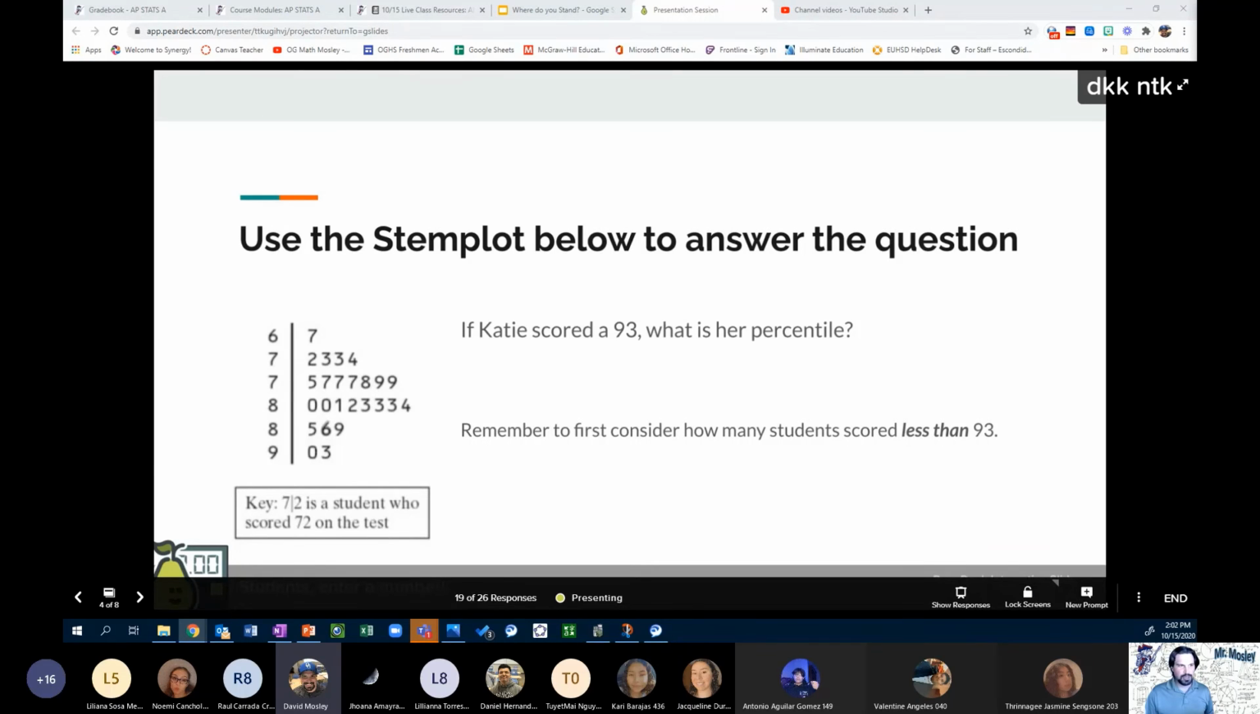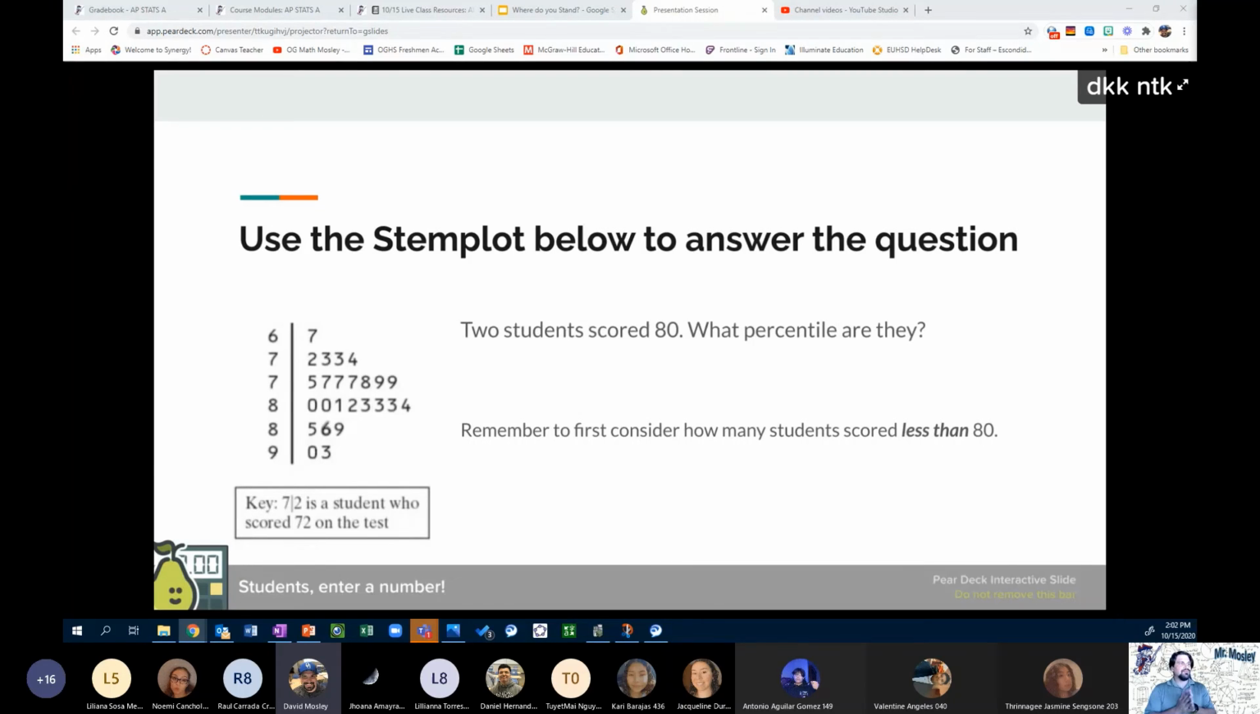Let's try another one. In this case, we have two students. They scored an 80. What percentile is the score of 80? Again, our first step is to consider how many students scored less than 80. Do not count the scores of 80. Only count the ones that are smaller than 80.